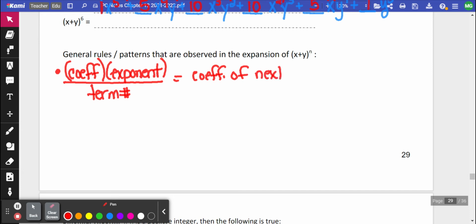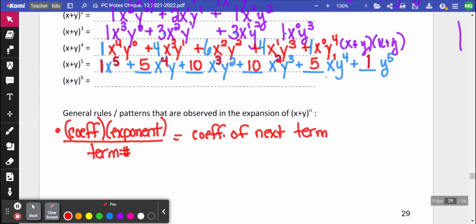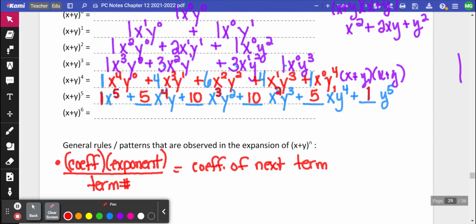That's going to probably be the most important thing in terms of our patterns. Okay, and we'll get to that. Another thing I want you to notice, if we were to scroll up here, is that, for example, this exponent is 5. So here we have 5, and then remember y would have been to the 0, so this adds up to 5. 4 plus 1 adds up to 5.